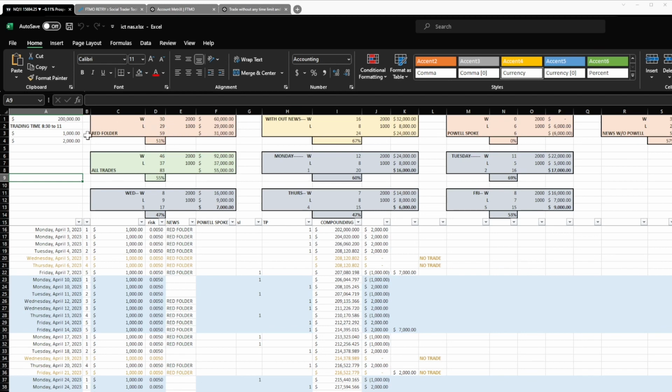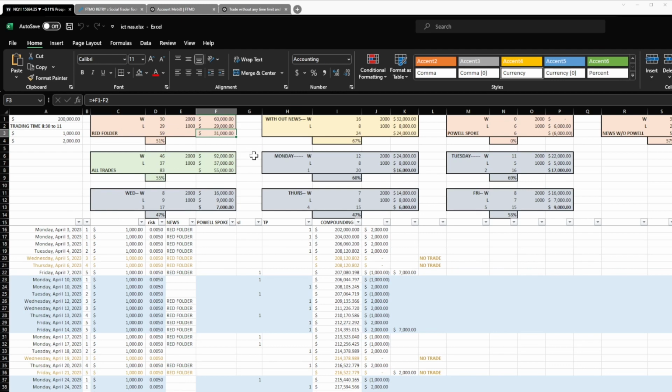Then I broke it down to red folder news, because I know that some people don't like to trade news, so I wanted to see what the win ratio was on actual red folder days. There were 59 trades, and I had a 51% win rate. Still 2-1, right? So I had a total of 30 wins to 29 losses. If I risked $1,000 to make $2,000, I would have made $31,000.